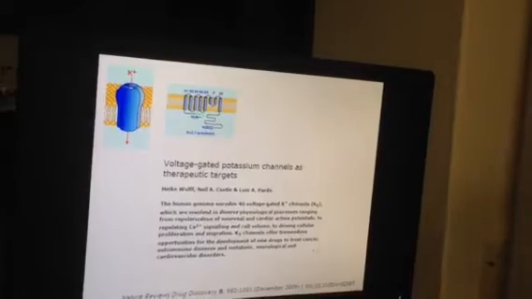So here is just to show you how important it is to study the voltage-gated potassium channels, because that's the channel that I'm working with the most now. I worked with chloride channels, but now I'm working with potassium channels. As you can see here, potassium channels are very important for neuronal and cardiac action potentials, to regulate calcium signaling, cell volume, driving cellular proliferation and migration. They offer tremendous opportunities for the development of new drugs to treat cancer, autoimmune, metabolic, neurological, and cardiovascular diseases. So just to show how important it is for new therapeutic targets to study the potassium channels.